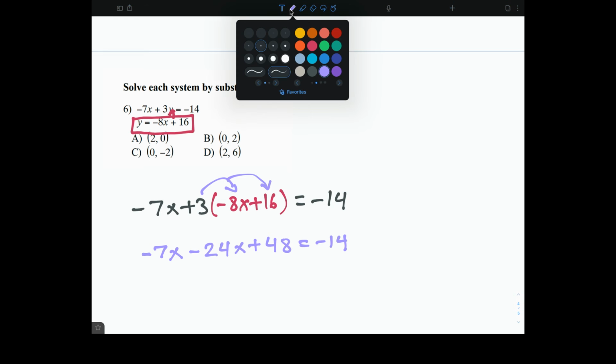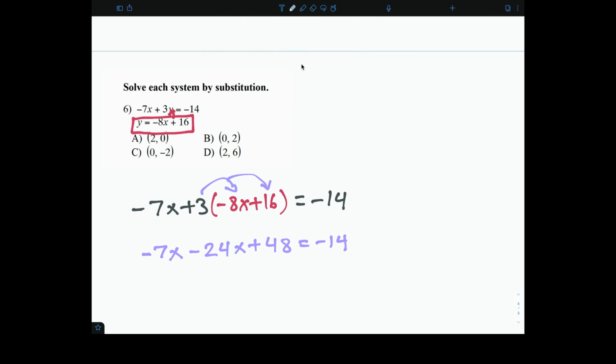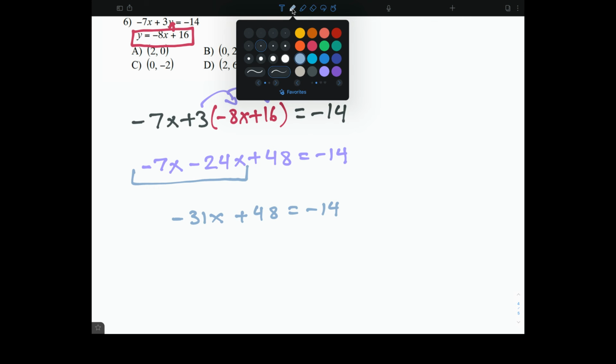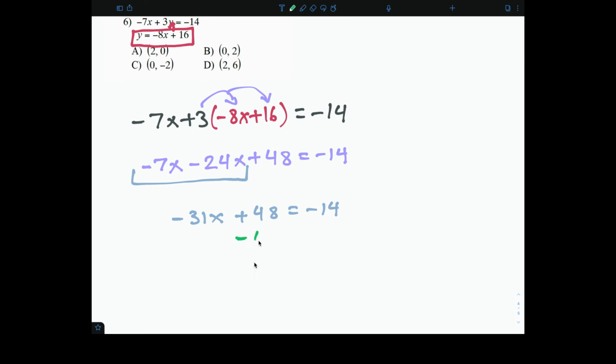So from here, the question is, well, what do I do? Well, hopefully, y'all are seeing that we do have like terms. We have the -7x and the -24x. Now, I always advise that you put like terms together. So you have -31x plus 48 equals -14. Now we do still have like terms, just on the opposite sides. So the next move would be to subtract 48.